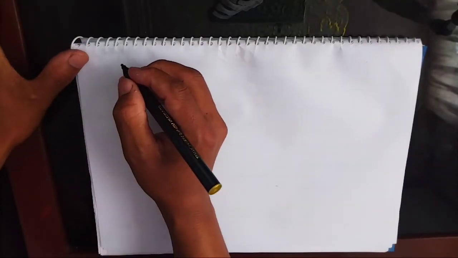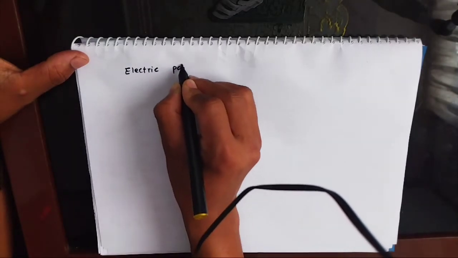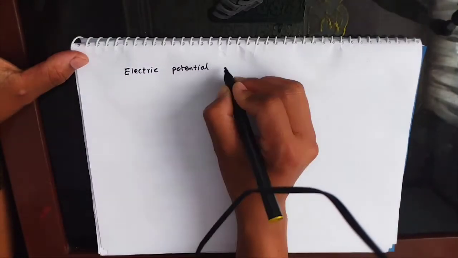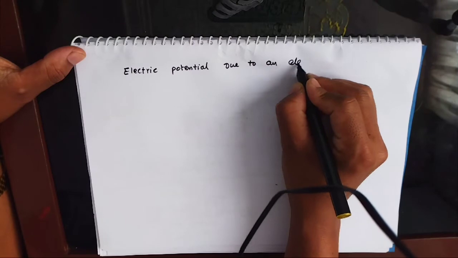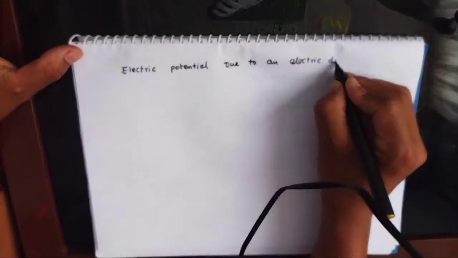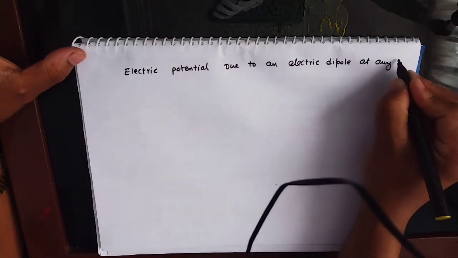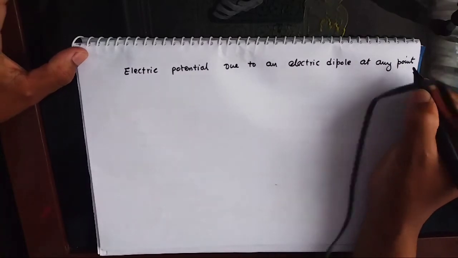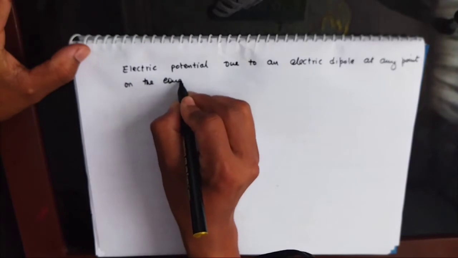So now, we will find the expression of the electric potential due to an electric dipole at any point on the equatorial line.